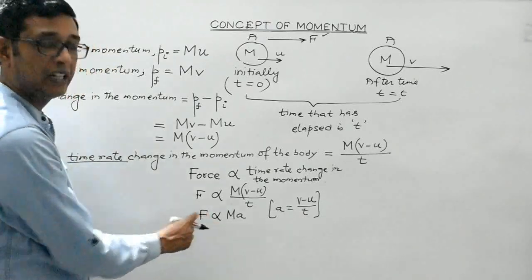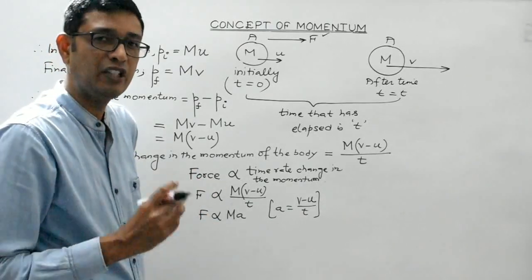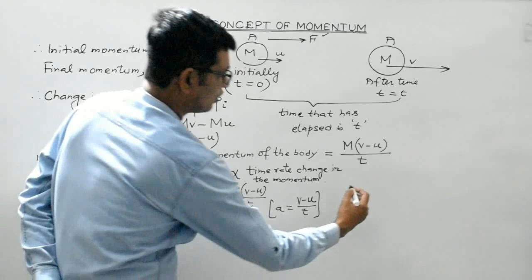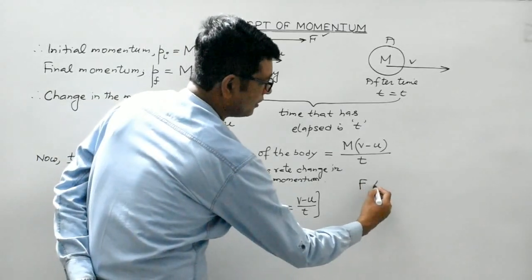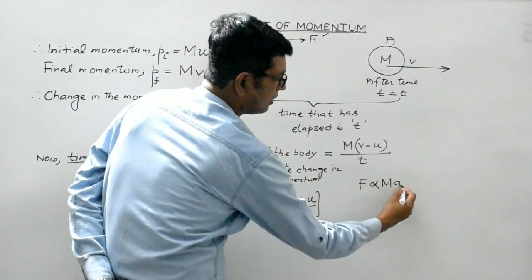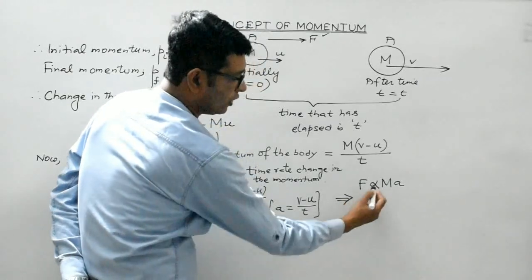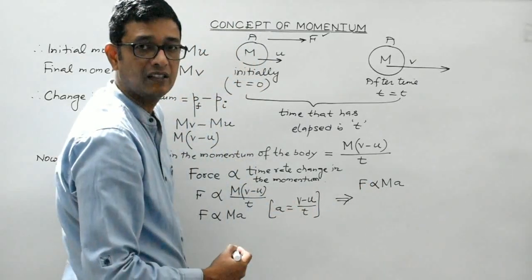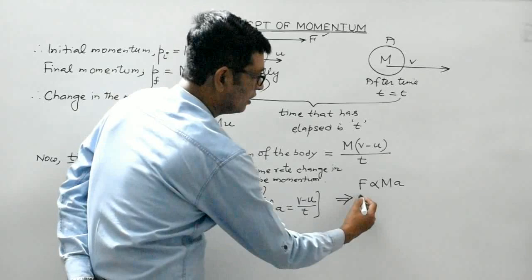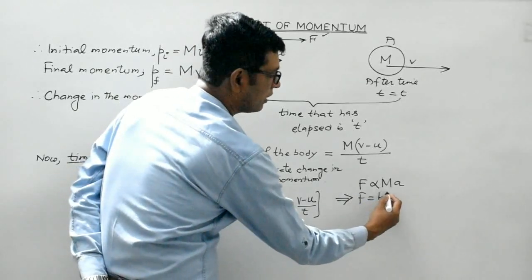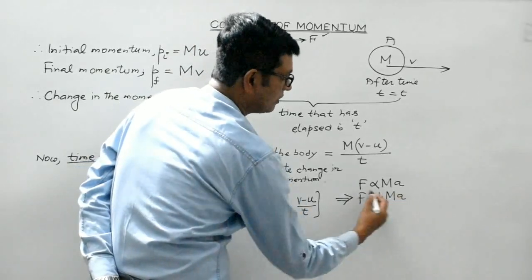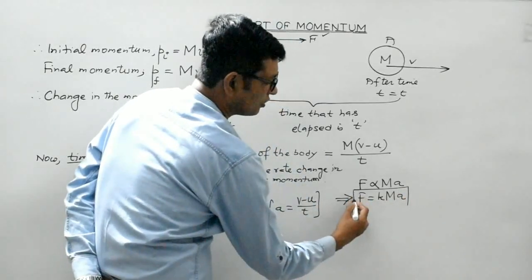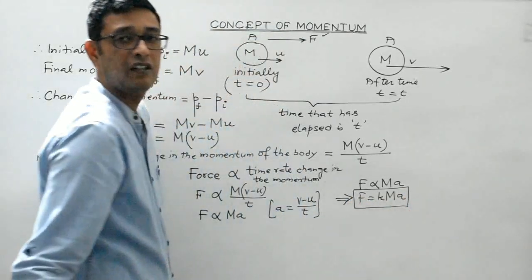So in order to eliminate this proportionality sign, we need to introduce some constant. So F is proportional to ma. Therefore, in order to eliminate this proportionality sign, we need to introduce some constant. So it is F = Kma, where K is any constant of proportionality.